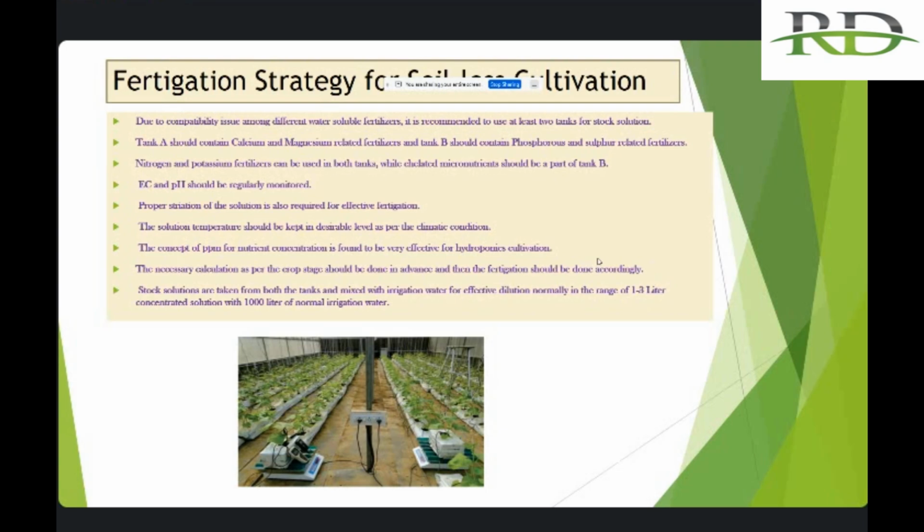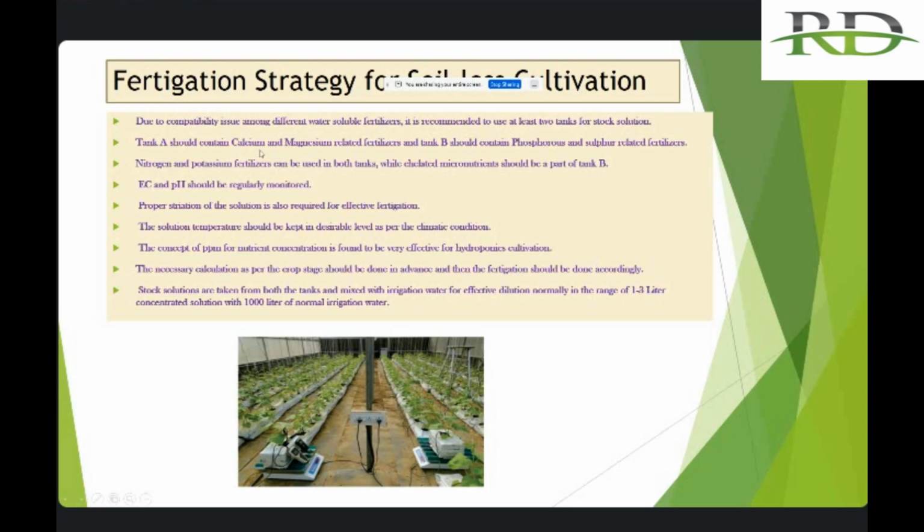Now, we have checked the EC and the pH of the water. Now we have to give fertigation. How can we give fertigation? So, as I said, plants need nutrients, macronutrients and micronutrients. These nutrients are water soluble, and we should also keep separate tanks. At least we should keep 2 tanks, tank A and tank B.